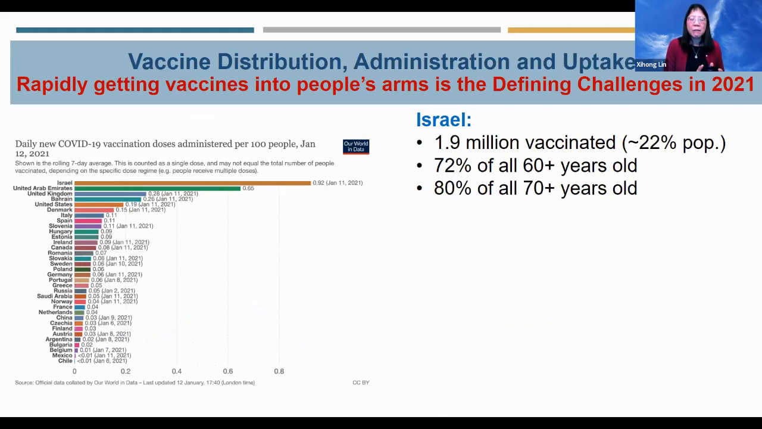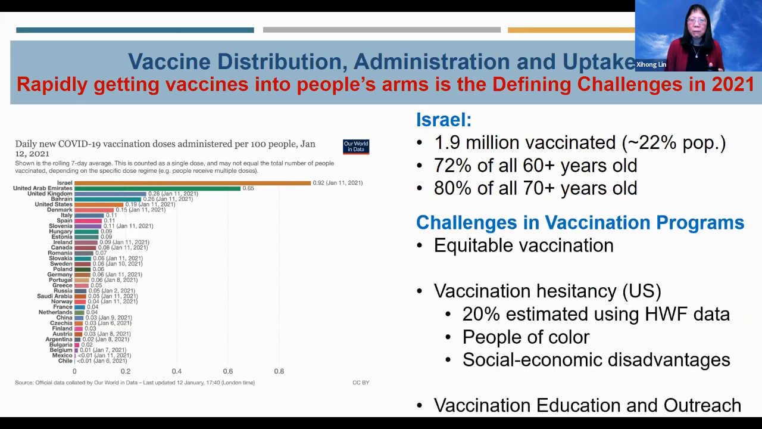However, having a vaccine available is not the same as achieving vaccination. So the major defining challenge in 2021 is vaccine distribution, administration, and uptake. So basically, rapidly getting the vaccine into people's arms. If you look at the percentage of vaccination across different countries on the left-hand side, you can see Israel is doing a remarkable job. They have vaccinated almost 2 million people, about 22% of their population. 70% of those 60 years and older were vaccinated so far. 80% of those 70 years and older were vaccinated so far. And so they are definitely a role model.